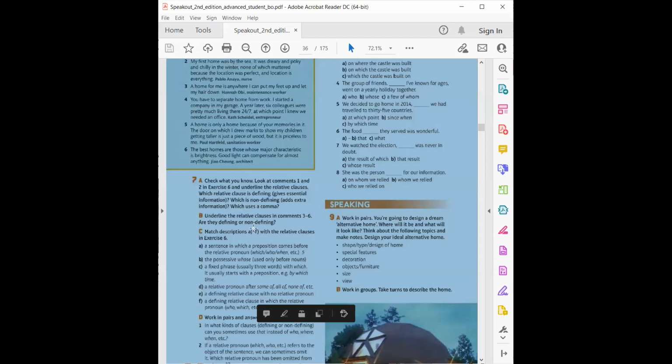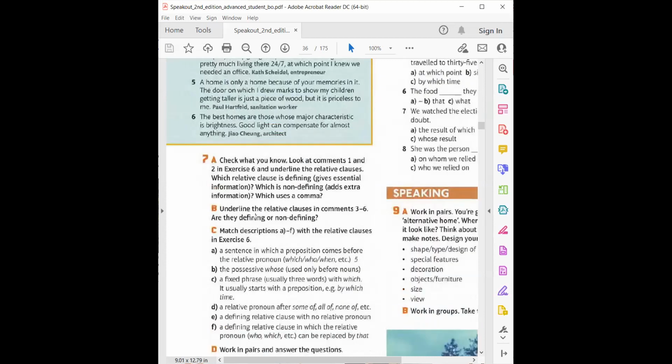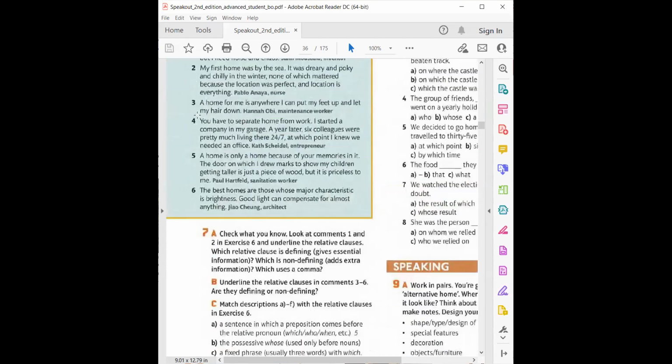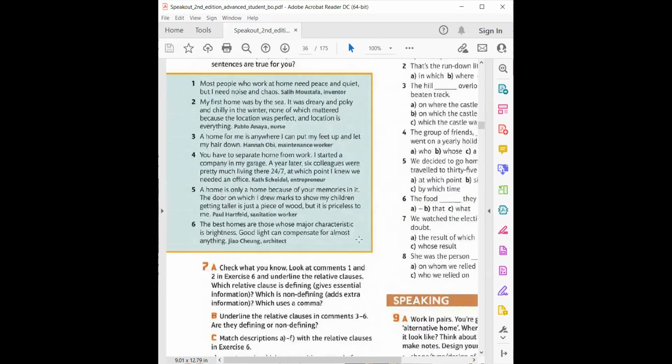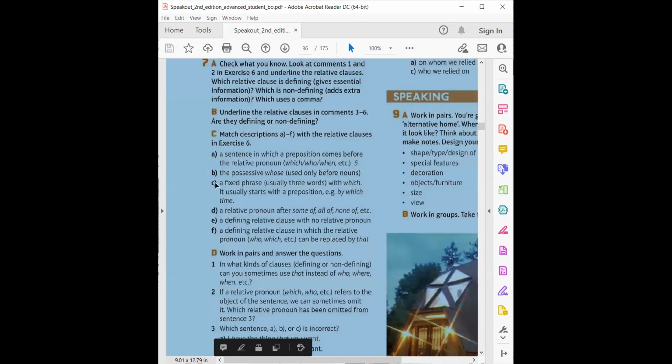Now let's match the descriptions A to F with relative clauses in the sentences in exercise 6. So we have here 1, 2, 3, 4, 5, 6, and for every one of them we have a description. So they're telling us to match descriptions A to F, just to F, there is no G. And we need to match them with sentences from 1 to 6.